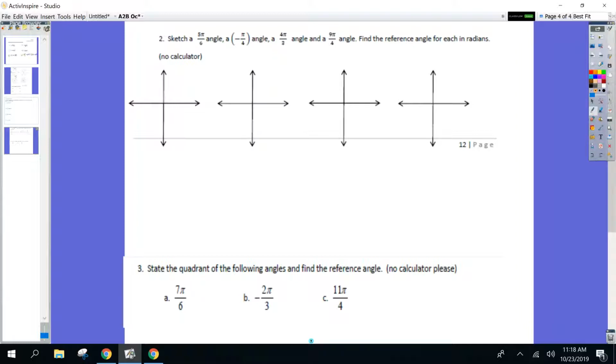Okay, here we go. Now maybe I'll get particular on where my arrows are, my terminal side. All right, here we go. Let's see if we learned anything. Sketch an angle of, we'll do the first one here on the left, 5 pi over 6. Ready? Pi over 6. 30. 30 times 5. 150. Okay, we can graph that now.